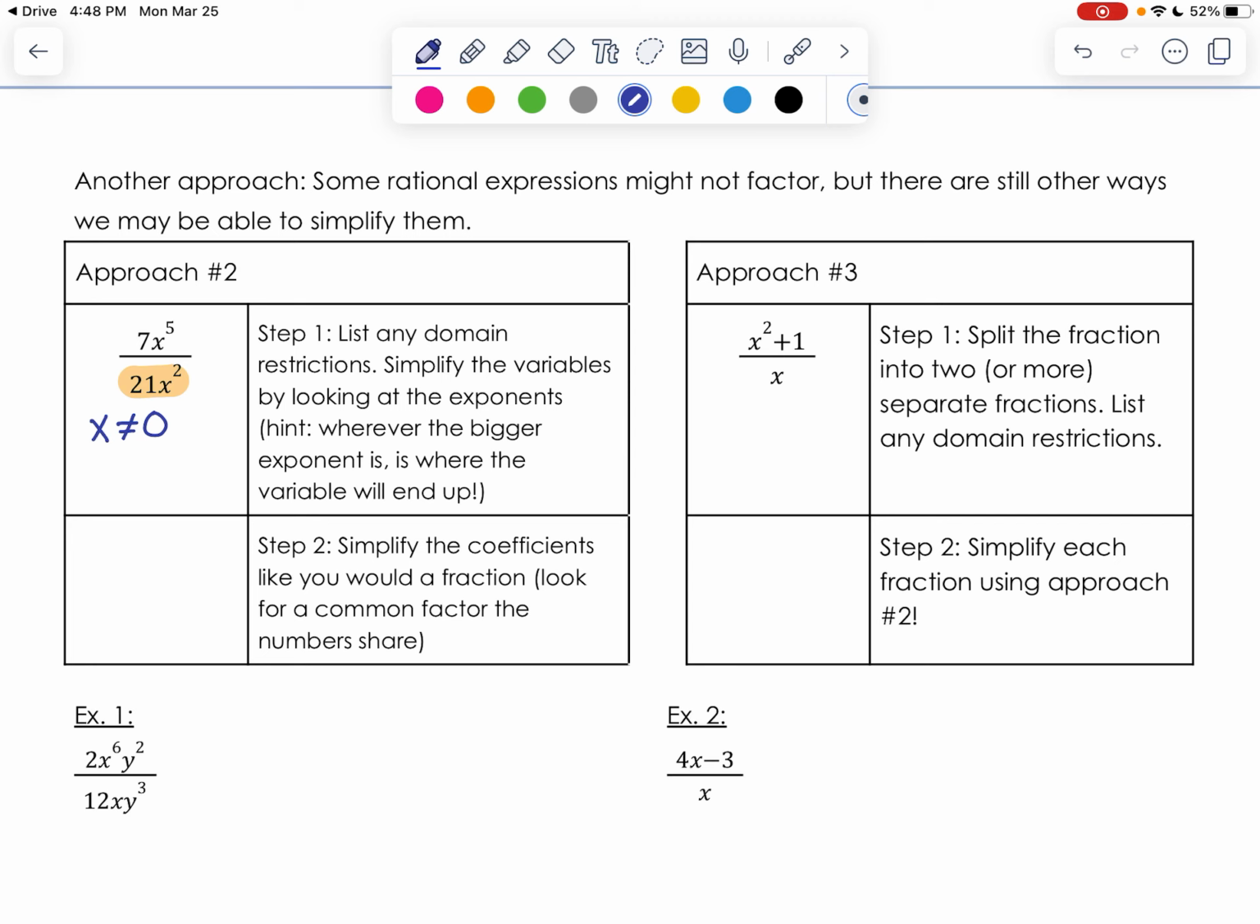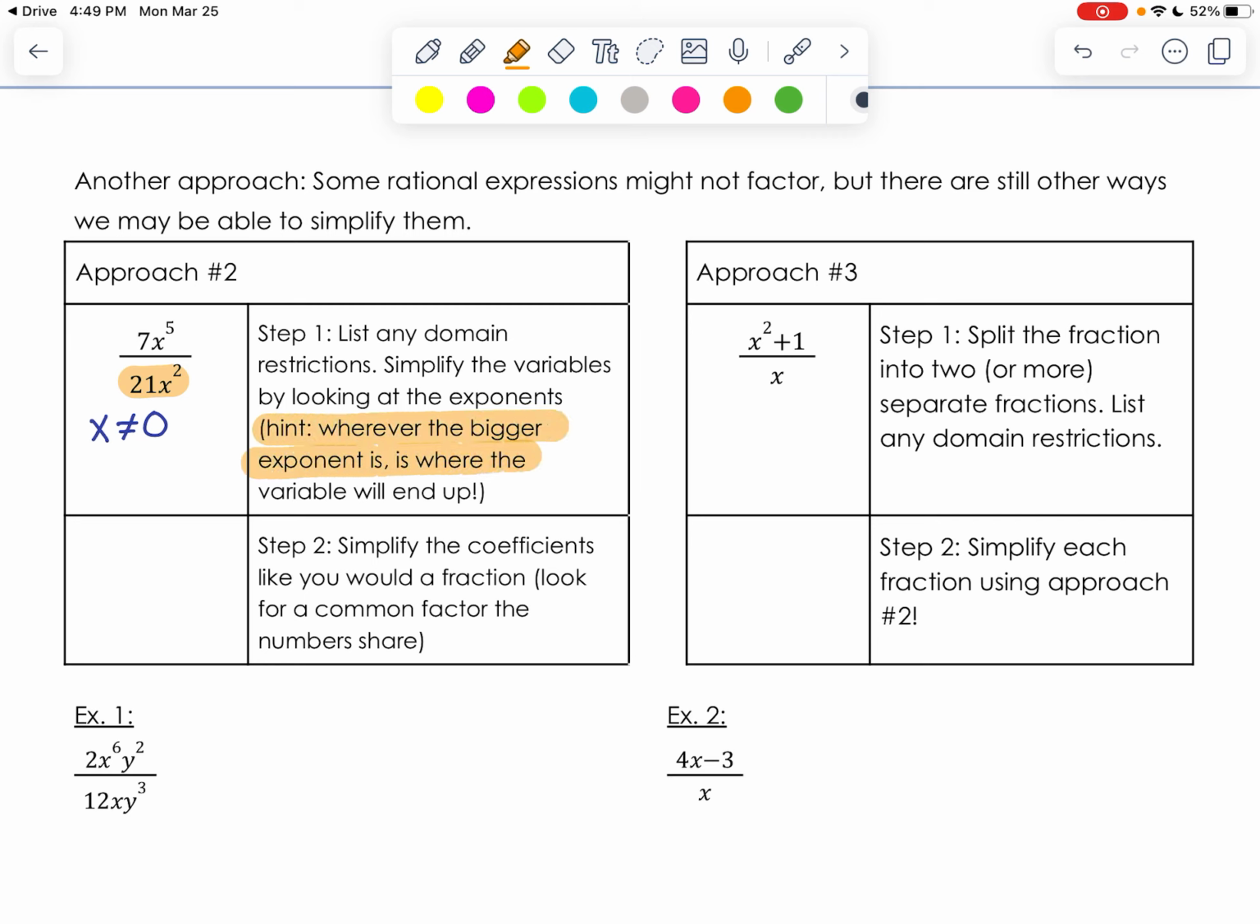Okay, we've done this before with exponent rules. If I have x to the 5th over x squared, how would these simplify? We can divide variables that have the same base, so they're the same variable, to different powers by subtracting their exponents. So x to the 5th divided by x squared, well, 5 minus 2 is 3, so we would get x cubed.